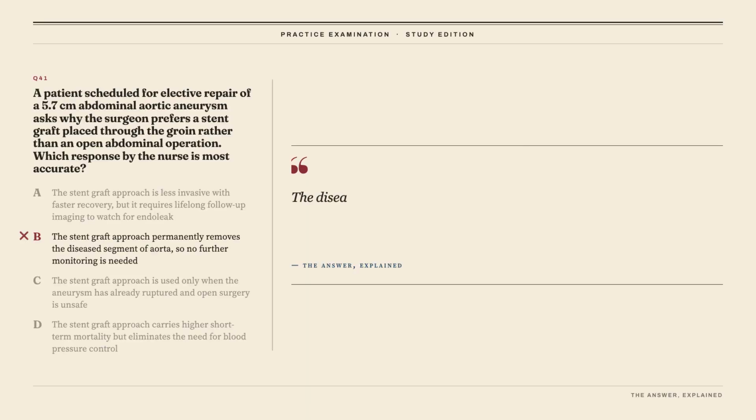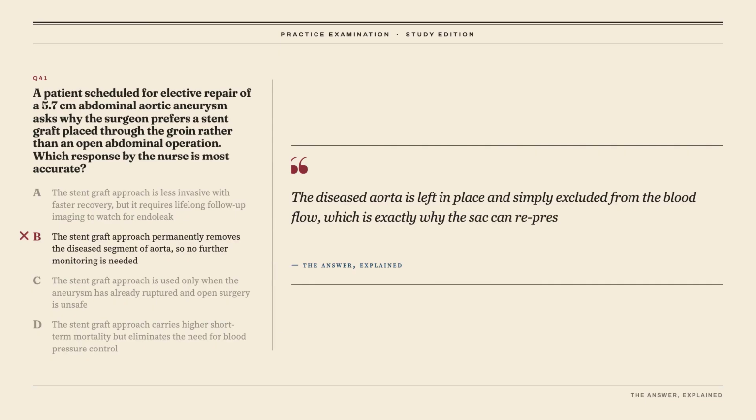B is wrong because the diseased aorta is left in place and simply excluded from the blood flow, which is exactly why the sac can repressurize. Open repair is the procedure that replaces the segment with a sewn-in synthetic graft.